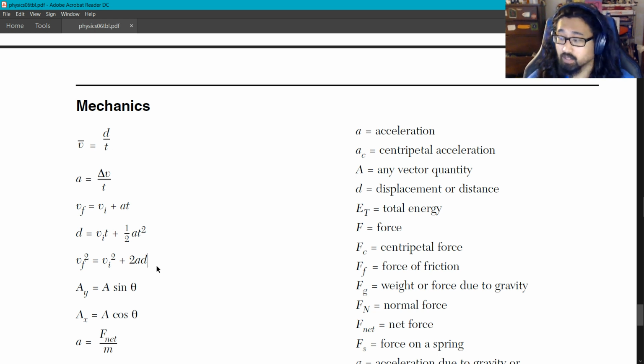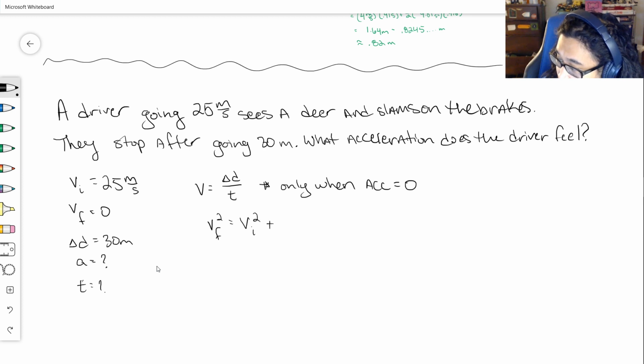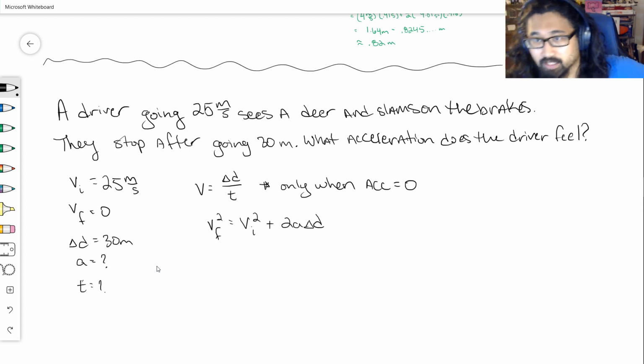Now, this equation can get rough when it comes to calculating because there are a lot of 2's. There's a VF squared, a VI squared, and a 2A. It should be delta D, right? Every time there's a distance here, I like to make it delta distance, the change in distance. So I'm going to write that equation: VF squared is VI squared plus 2A delta D.